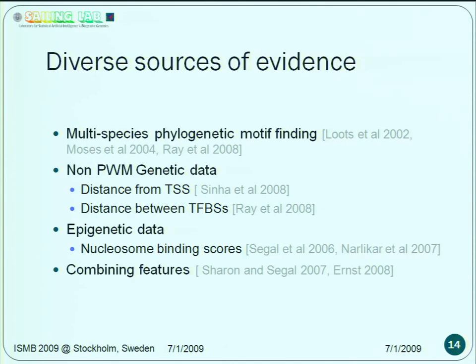And over the last 3 or 4 years, there has been a bunch of work done to try to incorporate various kinds of evidence to figure out where binding sites may lie. The most traditional among these are the phylogenetic motif finding methods. What they typically do is they look at the neutral theory of Kimura and say that functional regions, such as binding sites, should be more conserved than non-functional regions. And this started with the simple but very influential paper in 2002. And there has been a bunch of work on this, including work in our group.